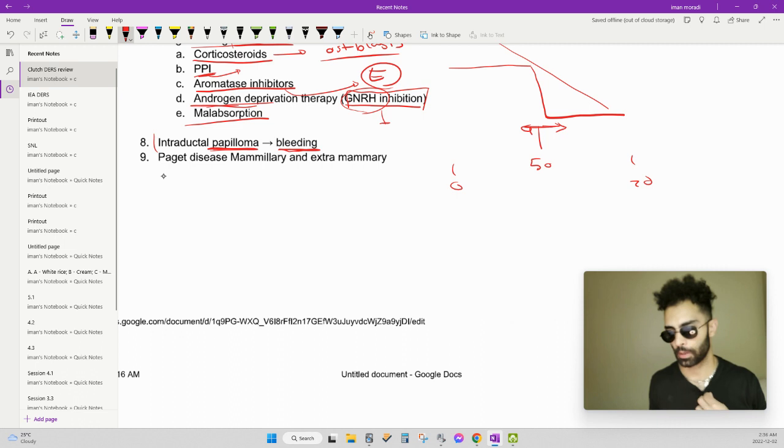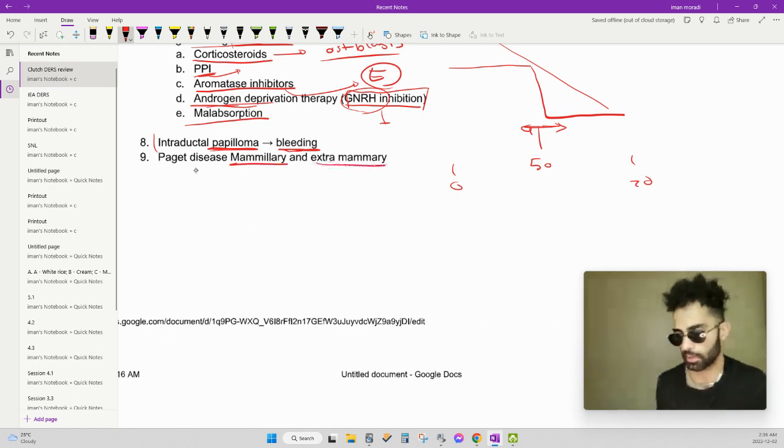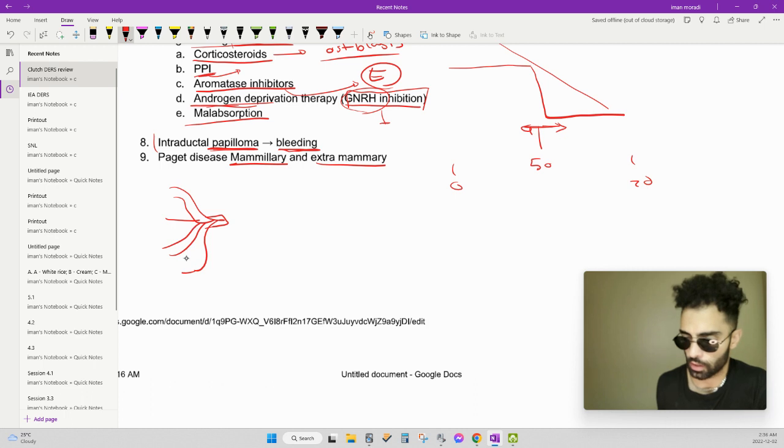I want to talk about Paget disease of the breast and extramammary. So Paget disease of the breast, I've drawn this so far. Let's imagine this is the breast and this is the nipple. There are these ducts that lead to the nipple, right? So in Paget disease of the breast, we have a ductal carcinoma. It's usually in situ, meaning it hasn't invaded yet.